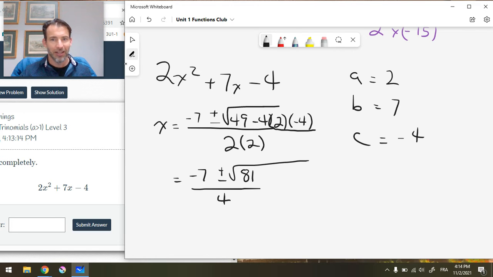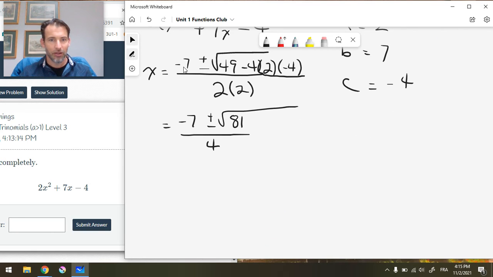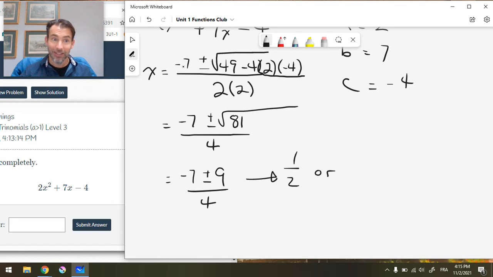Okay, so let's keep going. So this is now equal to negative 7 plus or minus 9 over 4. Negative 7 plus 9 is 2 over 4, so that's 1 over 2. Or negative 7 minus 9, which is negative 16 over 4. It's either 1 over 2 or negative 4.